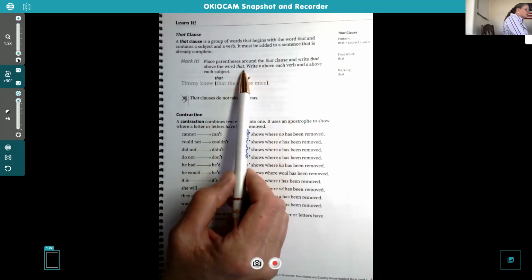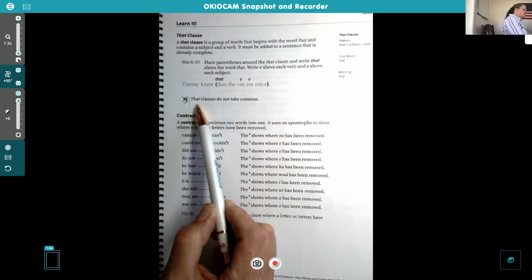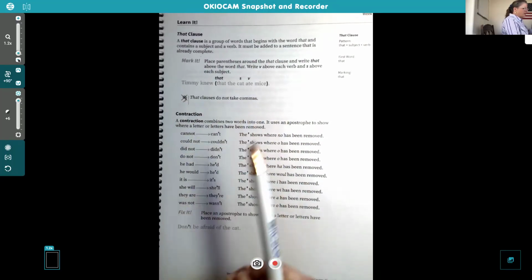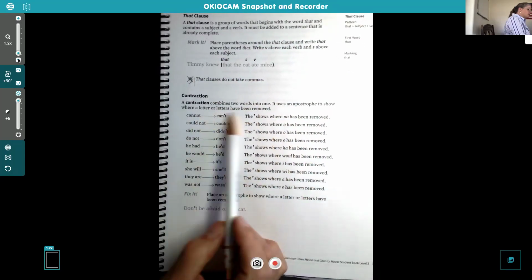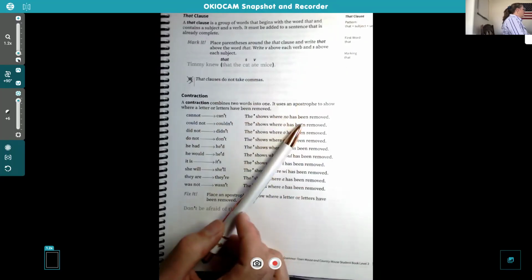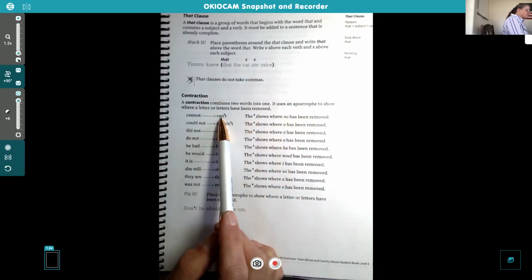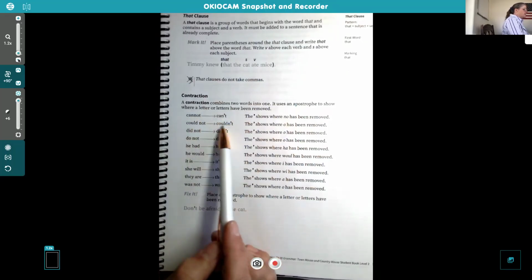Yeah. Write V above each verb and S above each subject. And easy comma rule, you don't need one. There you go. And then we're going to talk about contractions. These are pretty easy. You guys probably learned these like in second grade or something like that. Cannot. Let's just read the list like this. You're going to go cannot and then can't. We're going to read them both.